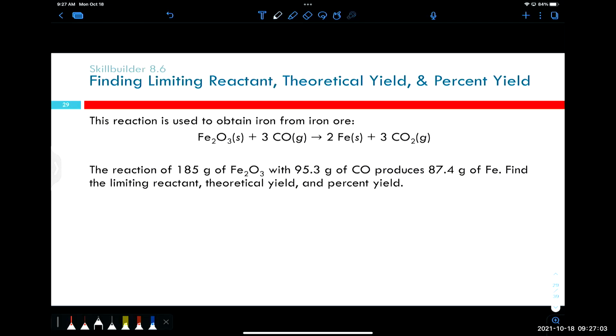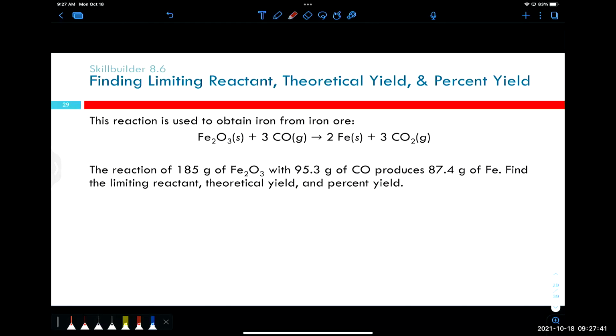Okay, so we have iron oxide reacting with carbon monoxide to produce iron and carbon dioxide. Let's identify what type of problem we're looking at here. The reaction of 185 grams of iron oxide with 95.3 grams of CO, carbon monoxide, produces 87.4 grams of iron. What we're asked for is the limiting reactant, the theoretical yield, and the percent yield.